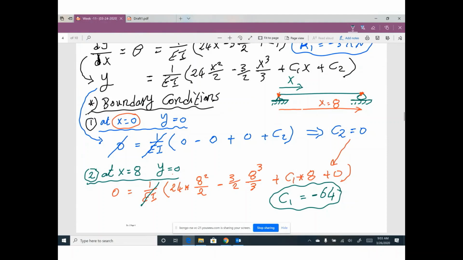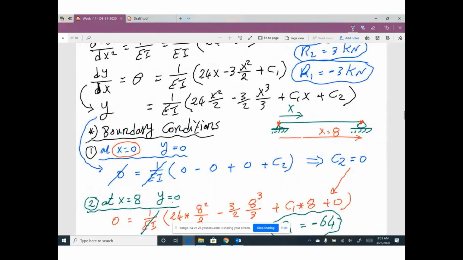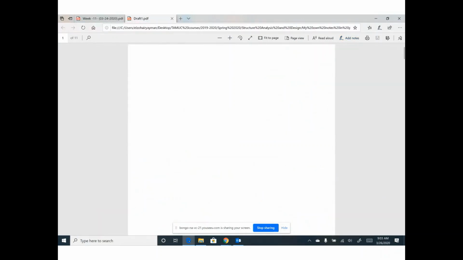So finally, I can figure out the values of constants C1 and C2. So I will rewrite this equation: C1 became negative 64, and I can cancel this positive. C1 is negative 64 and C2 equals 0. Any question? So finally, I can rewrite this equation here.